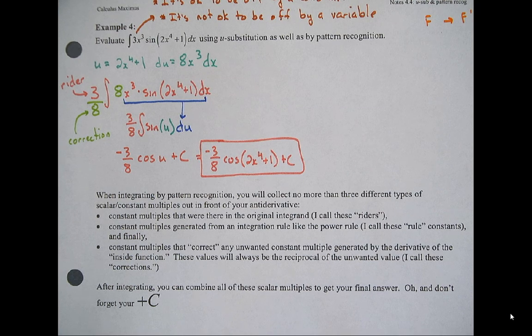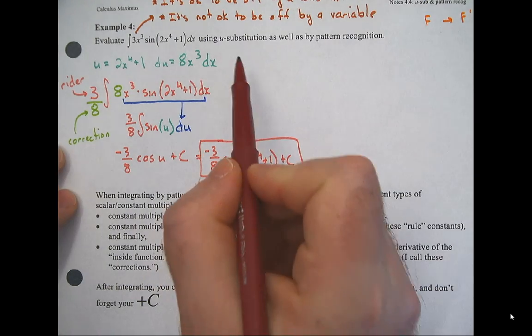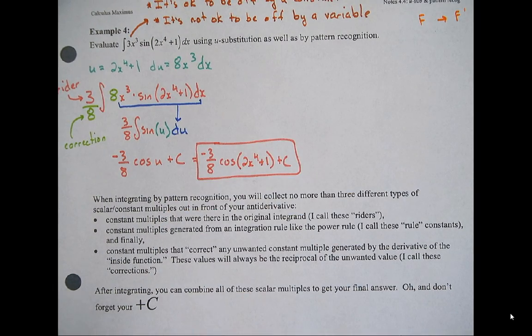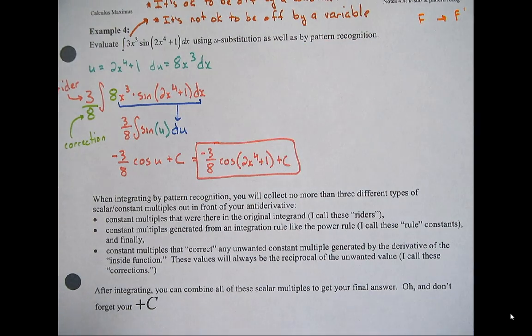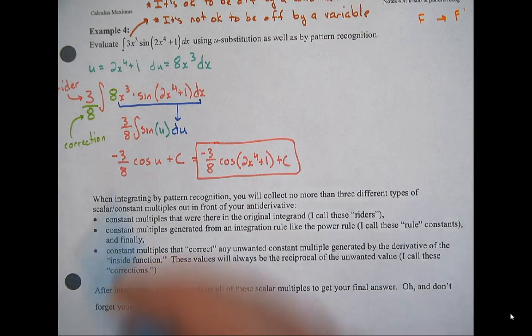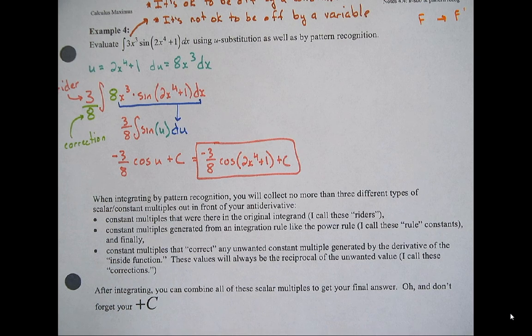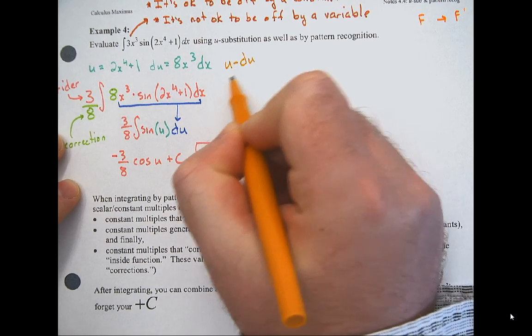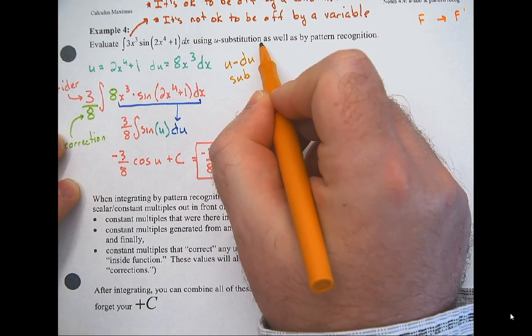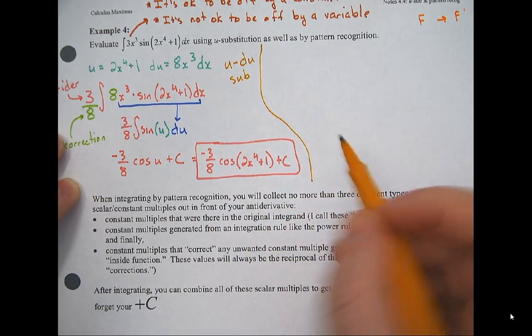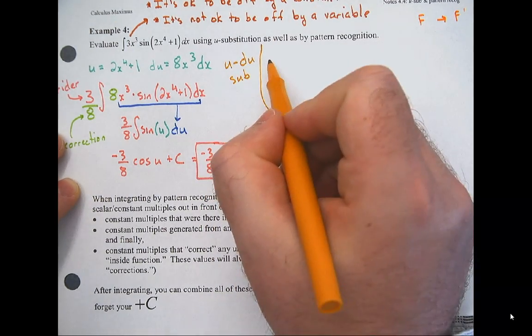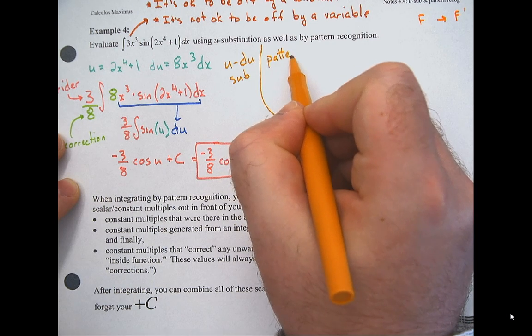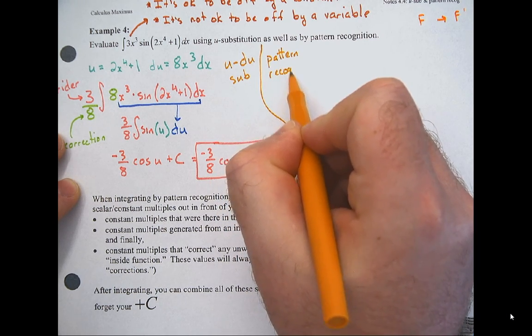All right, I'm going to try to explain Corpy's pattern recognition move. I call this u-du substitution. You might just see it called u-substitution. I think he calls it just u-substitution. Over here, this is called pattern recognition.